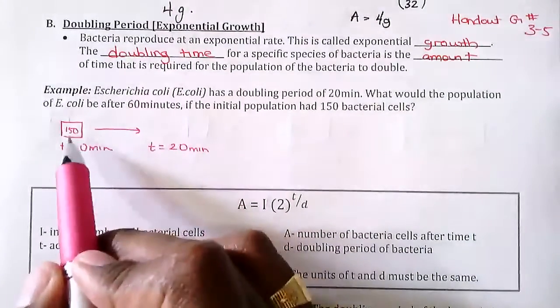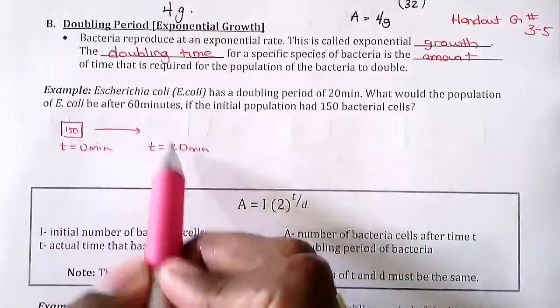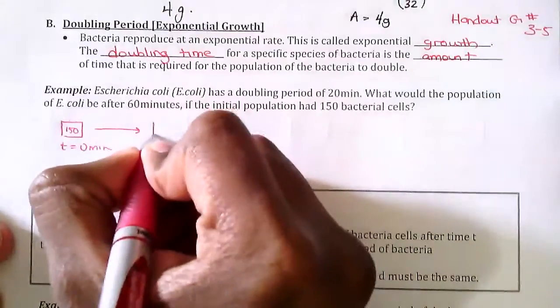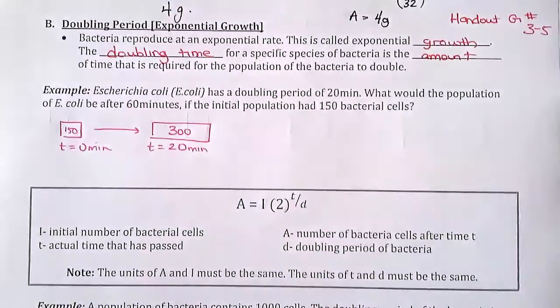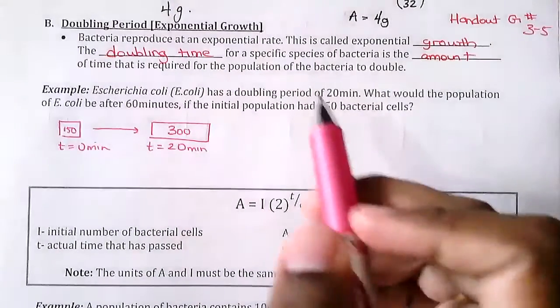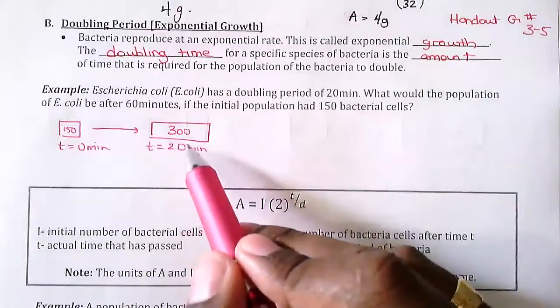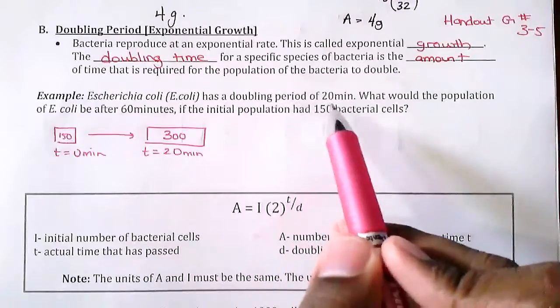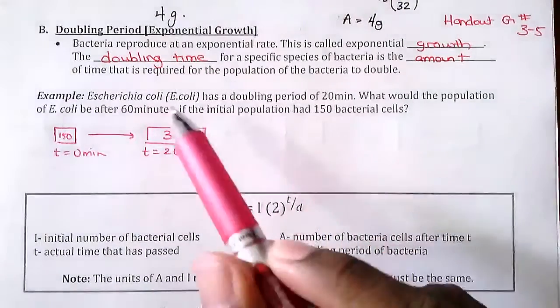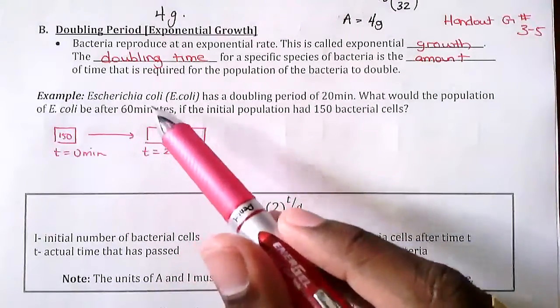So we had 150 initially. 20 minutes later, we expect it to double to give us 300. So again, that's what the doubling period means. Every 20 minutes, we expect the number of bacteria to double. So Escherichia coli has a doubling period of 20 minutes. What would the population of E. coli be like after 60 minutes?